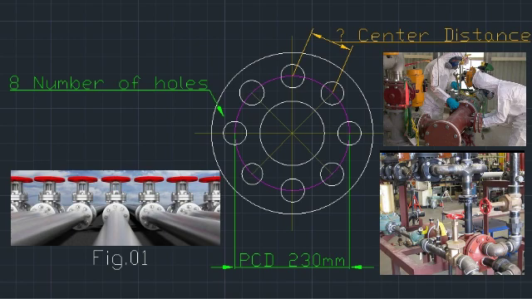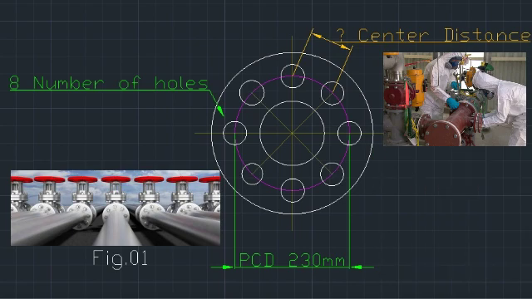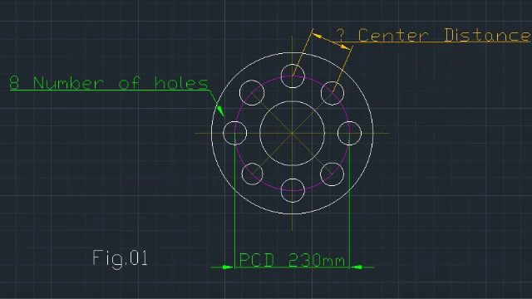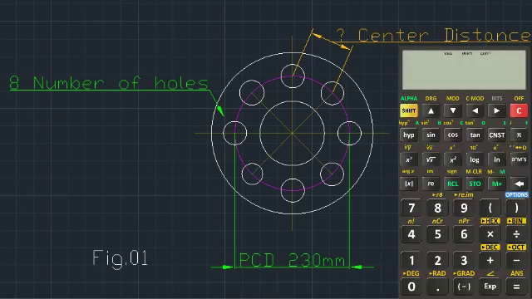So now we proceed to our first topic, and we go to figure 01. Take a look at the drawing. It shows eight holes and a 230 mm PCD, and the center distance is unknown, so that is a question mark. To calculate, we need, of course, a calculator and a formula.